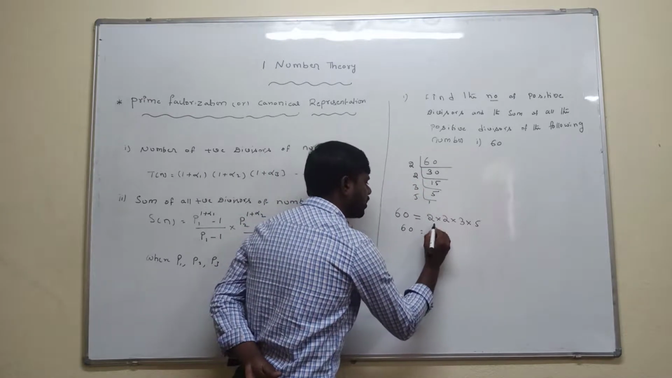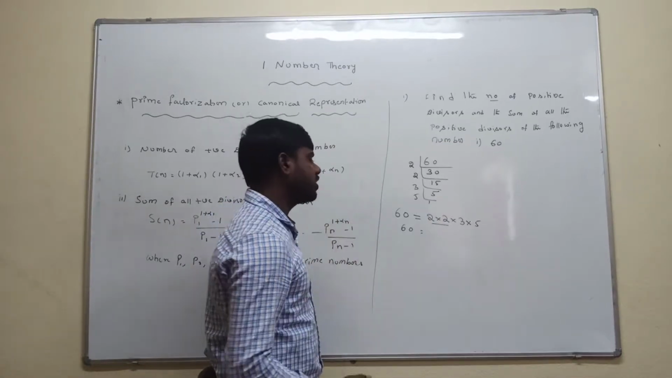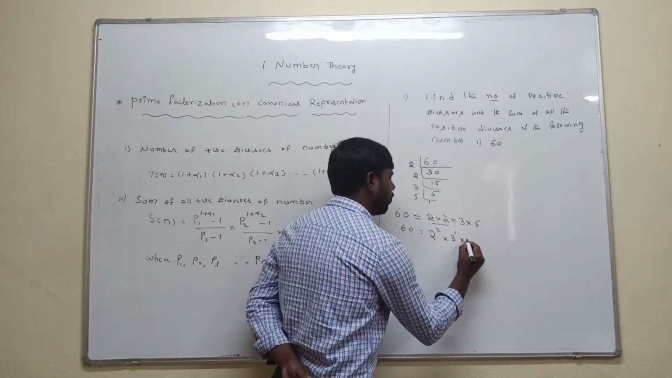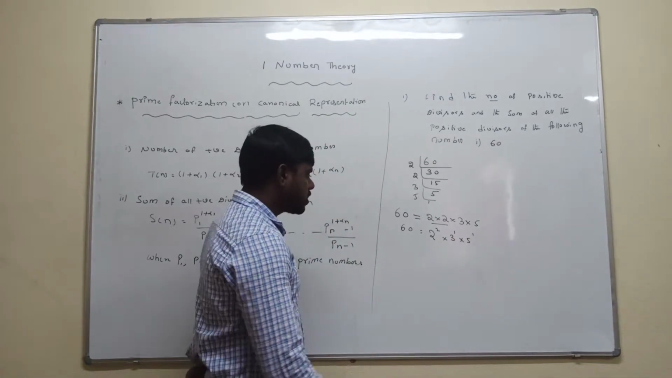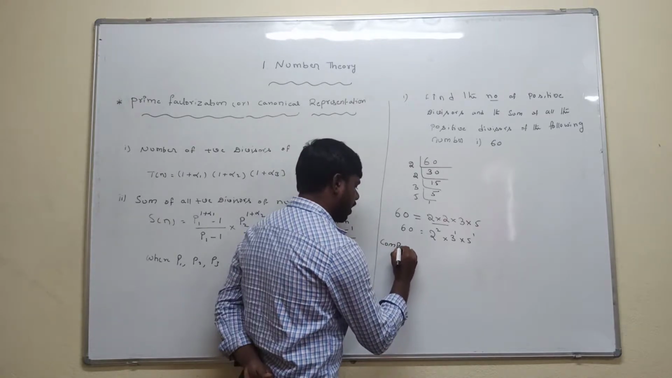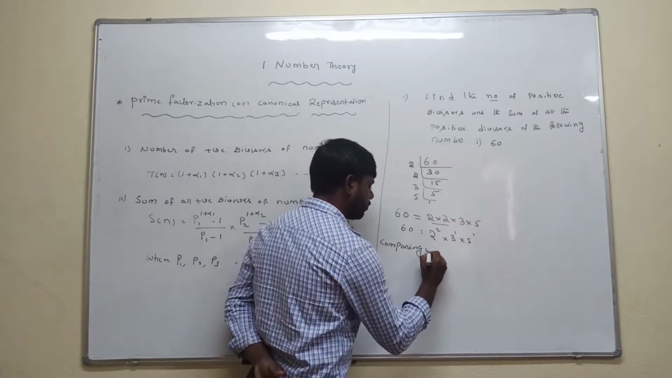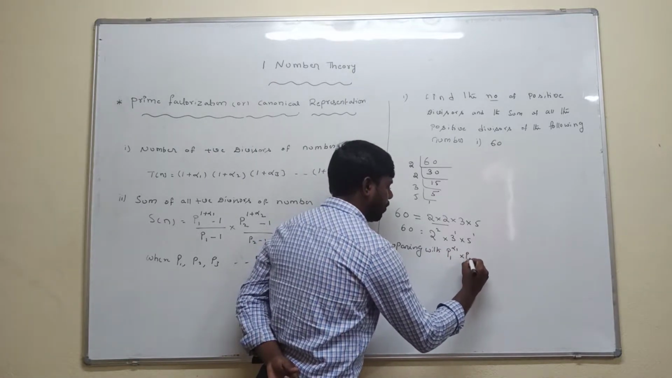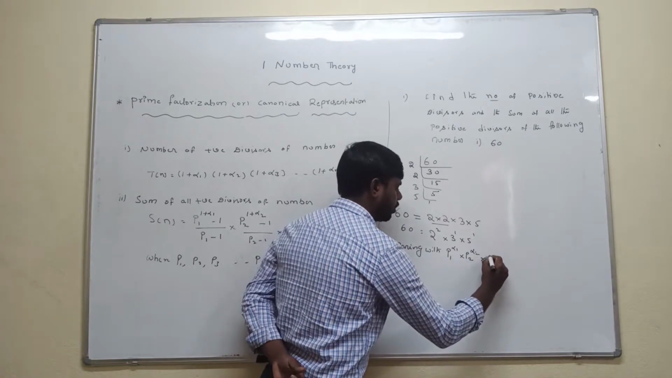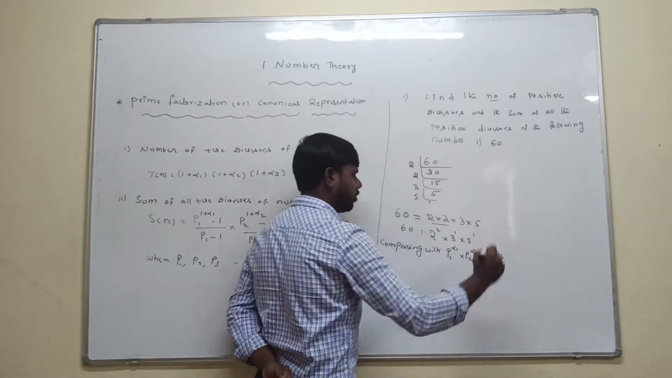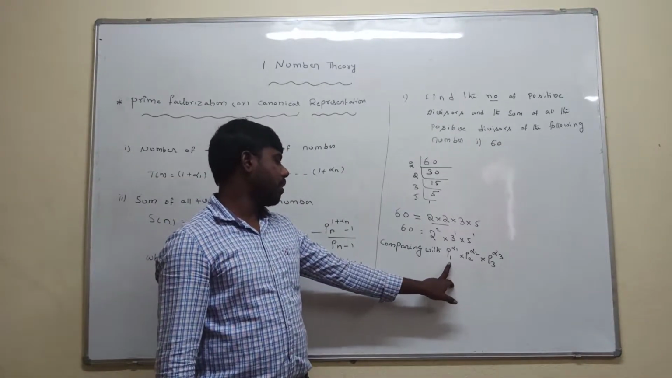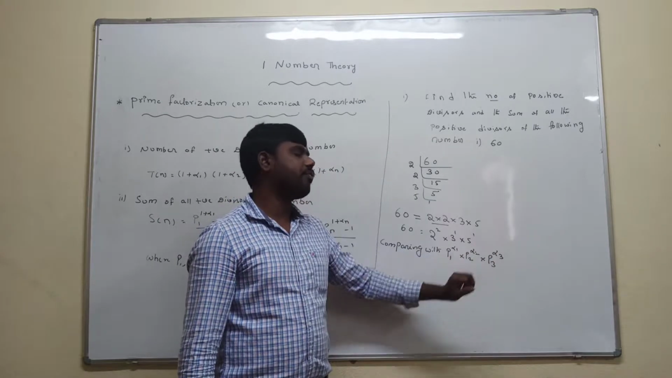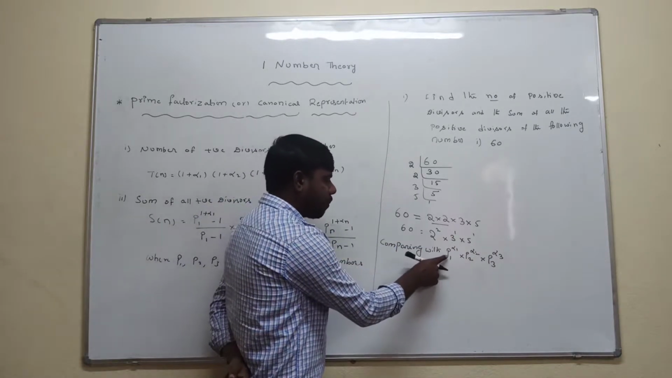Now, how many times is 2 repeated? 2 is repeated twice, so 2 square. 3 occurs only 1 time, and 5 occurs only 1 time. Now we compare this with P1 power alpha 1 into P2 power alpha 2 into P3 power alpha 3. Now, comparing both, what is the P1 over here?